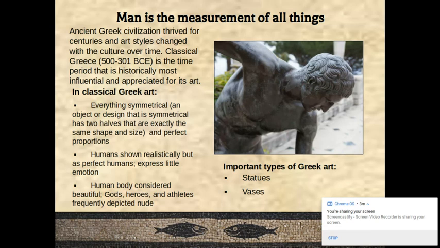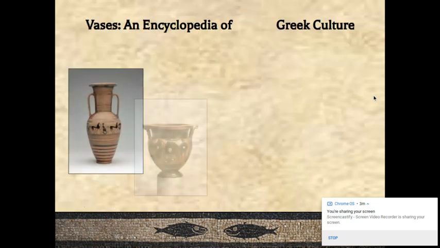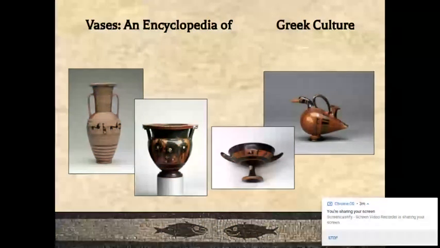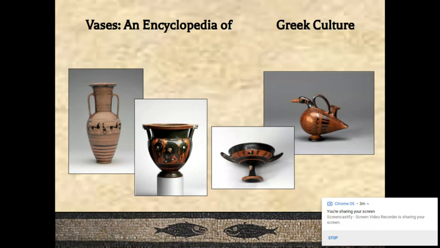And the two types of important Greek art are statues. You can see one right here, and vases. And we're going to be talking a little bit more about vases. In Hearst Castle, there's a great assortment of Greek vases. So we're going to be looking at some of those. As you can see, we think of vases as being simply for flowers, or just decorative, but the Greeks had a lot of other uses for them.